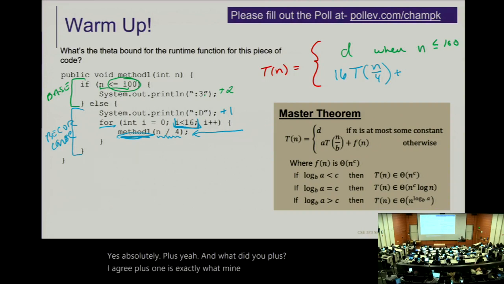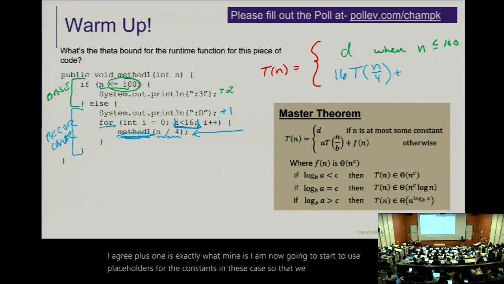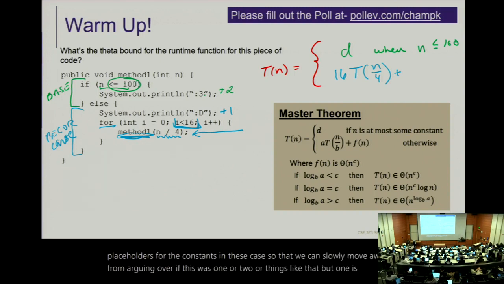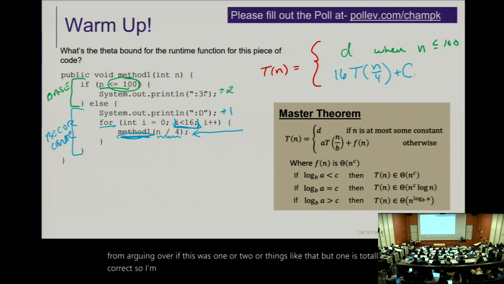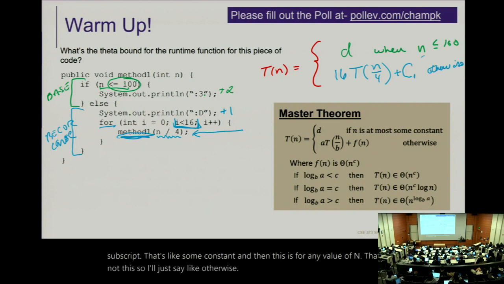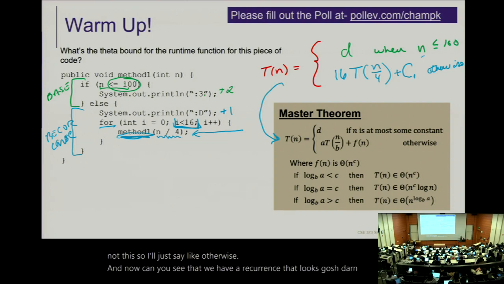I am now going to start to use placeholders for the constants in these cases so that we can slowly move away from arguing over if this was 1 or 2 or things like that. But 1 is totally correct. So I'm going to put a little constant here, and I'm going to give it a subscript, like that's some constant. And then this is for any value of n that's not this, so I'll just say otherwise. And now, can you see that we have a recurrence that looks gosh darn similar to that format of the master theorem?